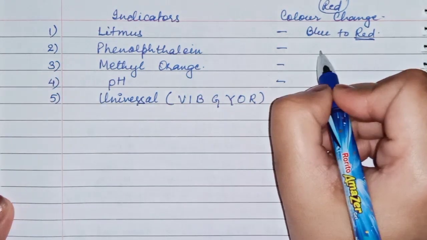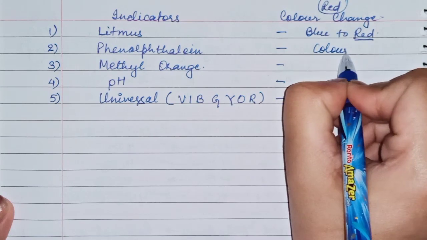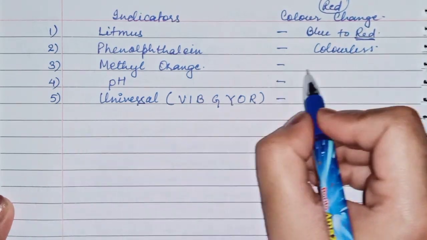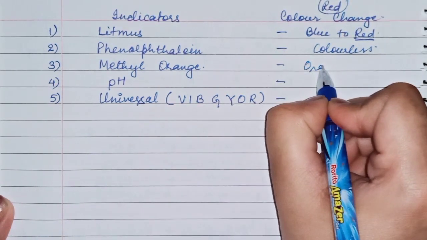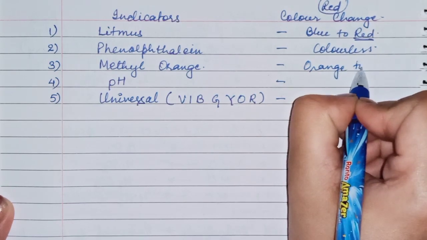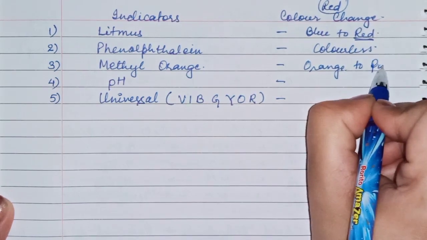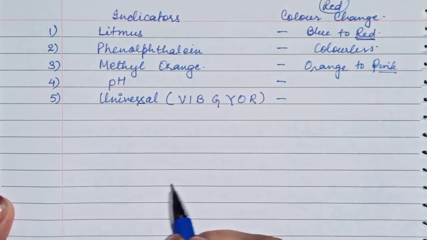Next, phenolphthalein, it will remain colorless. Methyl orange, from orange to pink. Okay, pink is also near to red only.